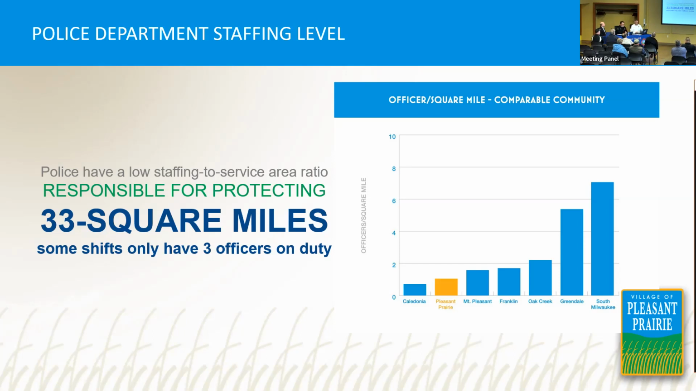So while the staffing levels are comparatively low and stagnant, calls for service in Pleasant Prairie have increased over time. Between 2012 and 2019, the department saw a 7.5% increase from members of the community in need of service.